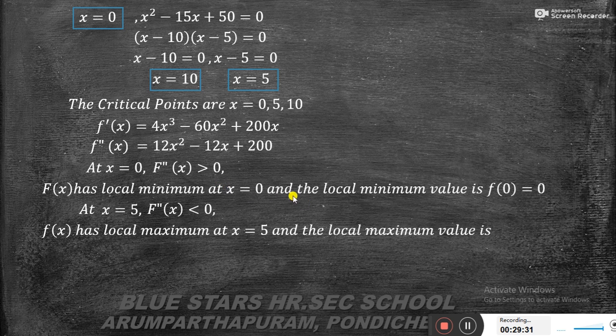Next I find the local minimum value. So I substitute x equal to 0 in the given function. So f of 0 equals 0. This is the local minimum value.